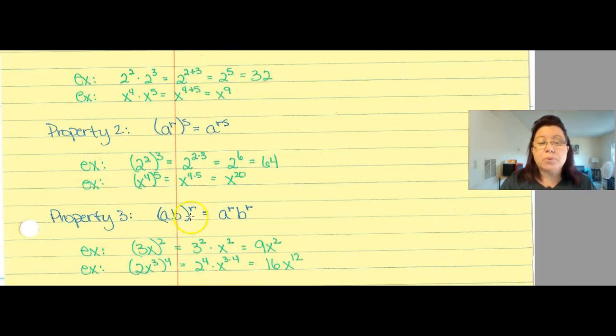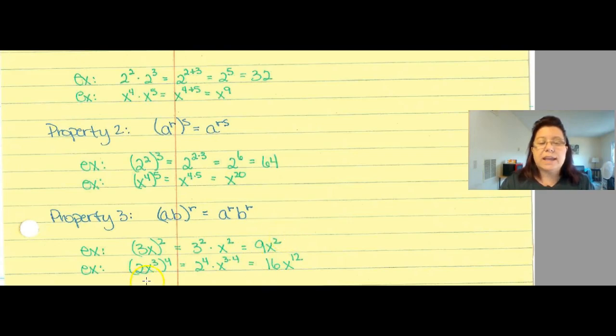So, pretty much, we give this exponent to both quantities, or however many items we have in the parentheses. We get to distribute. It's not technically distributing, but I'm going to go ahead and call it that. We get to distribute to everybody inside the parentheses. So, 3 squared times x squared. 3 squared is 9, so 9x squared.